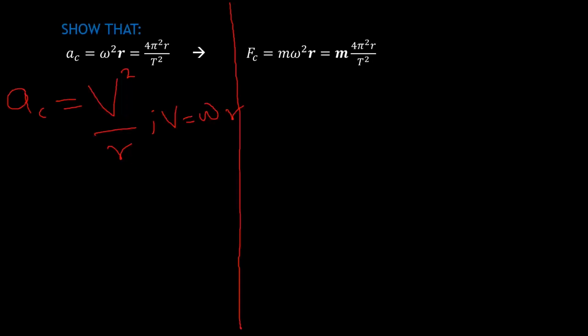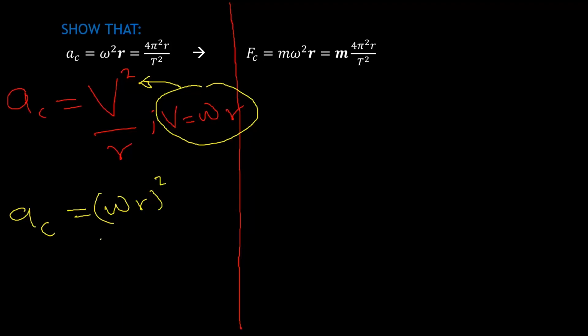I think we had already proven this before. Now, if you plug in this value into this, definitely you're going to get a_c is equal to (omega r) all squared all over r, and of course it will give you omega squared r. Very simple. But how do we also show that centripetal acceleration is also given as 4 times pi squared times r all over period squared?